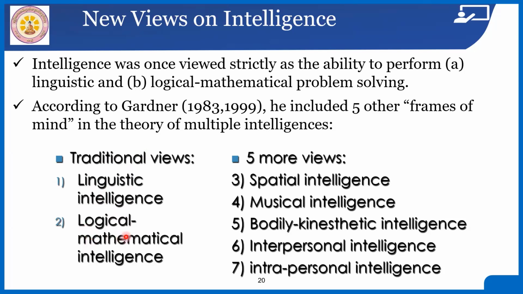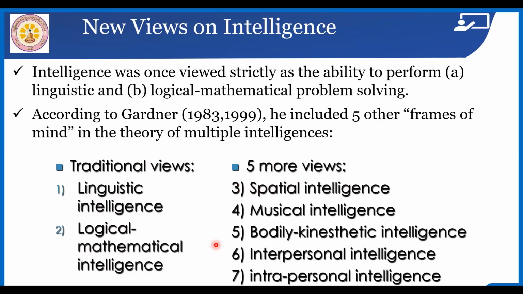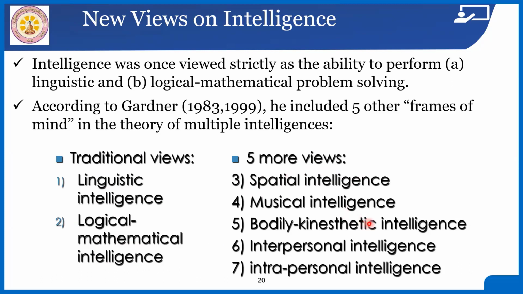The next one, logical mathematical intelligence, how to calculate, refer to maths. And we have 5 more views here. Can be spatial intelligence. Spatial intelligence refers to intelligence relevant to how to evaluate, how to find out the relationship between two things together, right? Because spatial intelligence.